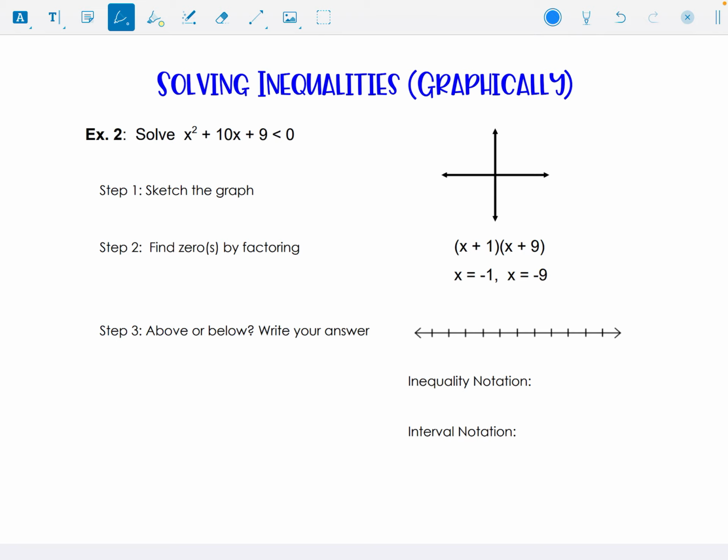Okay, so example 2, x squared plus 10x plus 9 is less than 0. So in this case, we can see less than would indicate I want to look below. And because it says 0, I'm specifically looking below the x-axis. So I'm going to go ahead and sketch the graph.